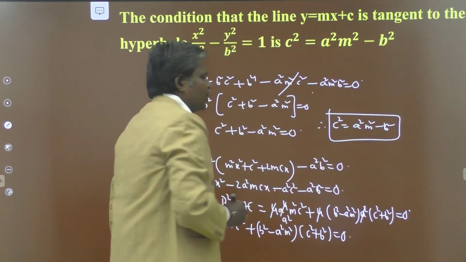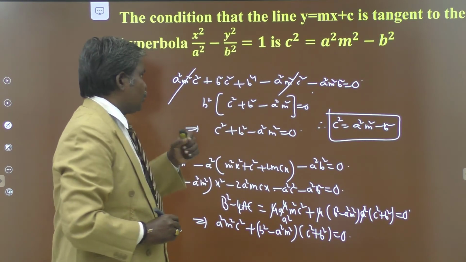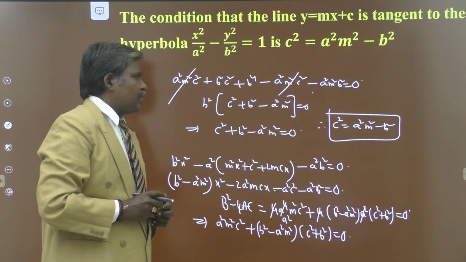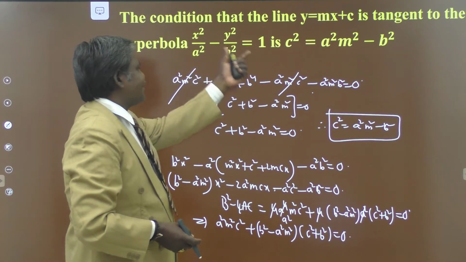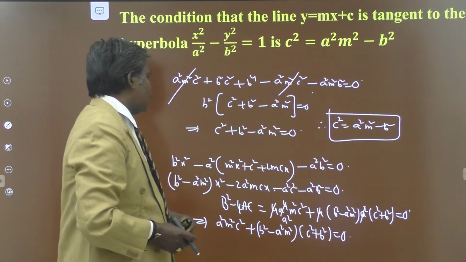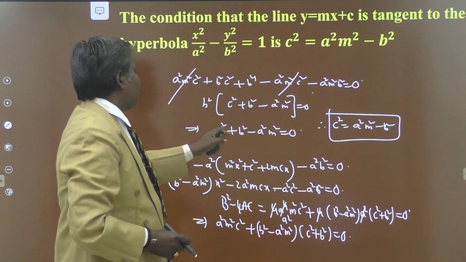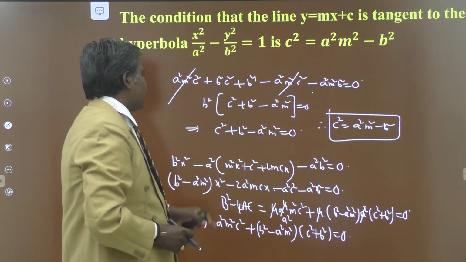This is the condition that the line y equals mx plus c is tangent to the hyperbola x²/a² minus y²/b² equals 1. Suppose the line intersects the hyperbola, the condition is what? This must be greater than 0. So b² minus 4ac should be greater than 0, which means c² plus b² minus a²m² should be greater than 0.